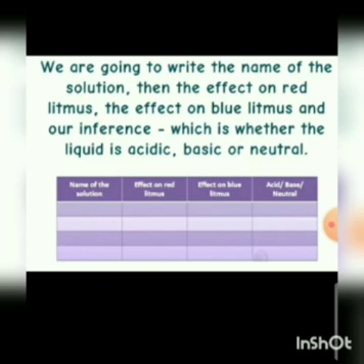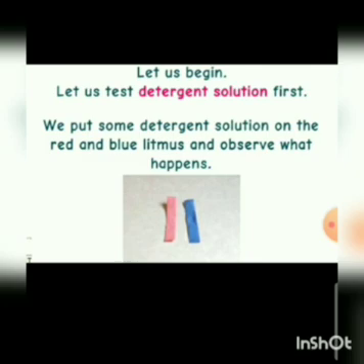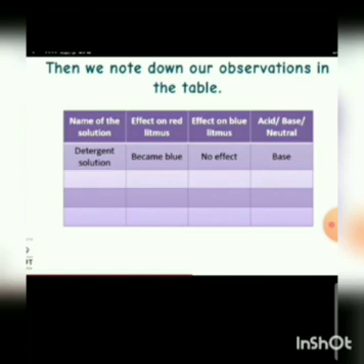So let us take one substance. Let us test detergent solution first. We put some detergent solution on the red and blue litmus paper and observe what happens. Then we note down our observation in the table. So when we put this solution, what happens? The red litmus became blue, and there was no effect on blue litmus paper. So it is basic in nature.